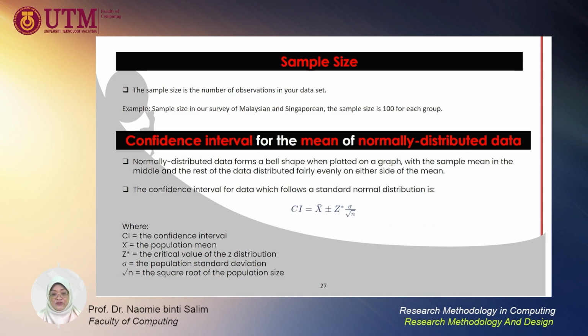To calculate the confidence interval, we need the sample size, which is the number of observations in our data set. In our YouTube survey, for both Malaysians and Singaporeans, the sample size is 100. In normally distributed data, we have a bell shape when we plot the graph, with the sample mean in the middle and the rest of the data distributed fairly evenly on both sides of the mean. So the confidence interval for data which follow a standard normal distribution is as shown on the slide.